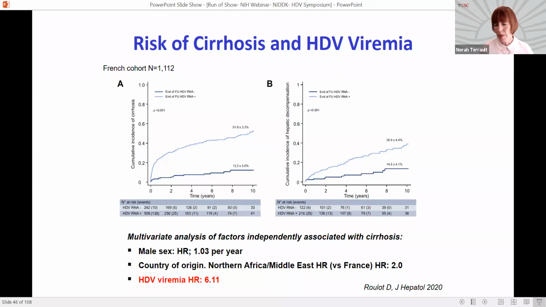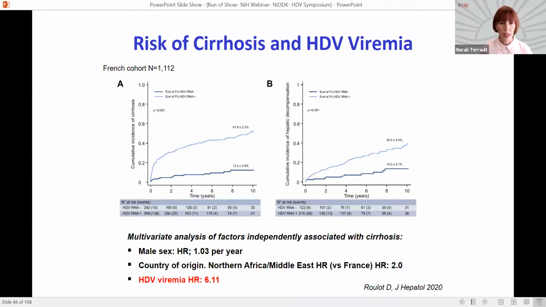Now, I mentioned that HDV viremia is important, and I think this would make sense to all of us, that viremic patients are the group that are at risk, and I just wanted to try to quantify that risk for you. So this is, again, going back to this French cohort of over 1,000 patients, where they were able to follow patients that were viremic over time. What's shown on the left is the cumulative risk of cirrhosis. Shown on the right is the risk for hepatic decompensation. And you can see it's the viremic group that has the very high risk of these complications in this longitudinal cohort. And indeed, the hazard ratio shows a 6-fold higher rate of those complications than patients who did not have viremia.